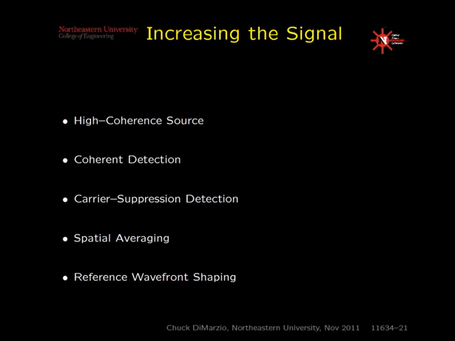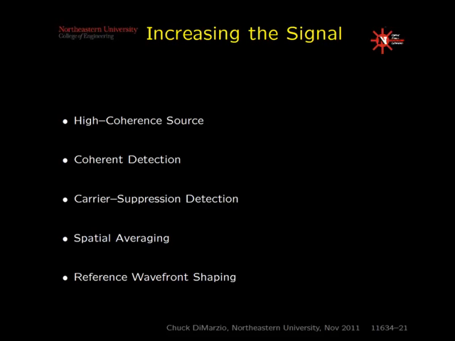Okay, so the name of the game became how to increase the signal. We started with a high coherence source. We used coherent detection. We decided to use the carrier suppression wave rather than the first sideband so that we could get the advantage of coherent integration. That allowed us to do spatial averaging. And in order to take advantage of the spatial averaging, remember there was still an A sub k in the equation. That is, the unmodulated light wave is still in the equation. We need that as a reference.